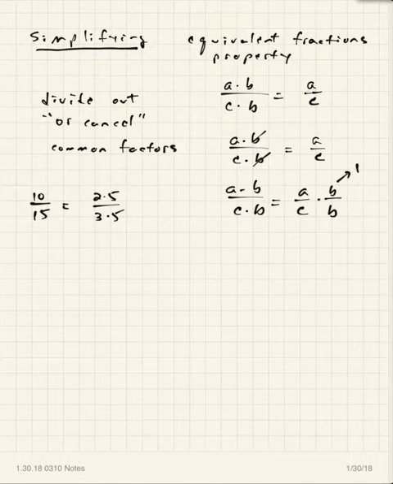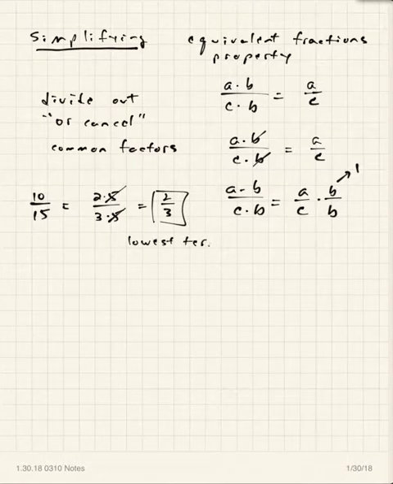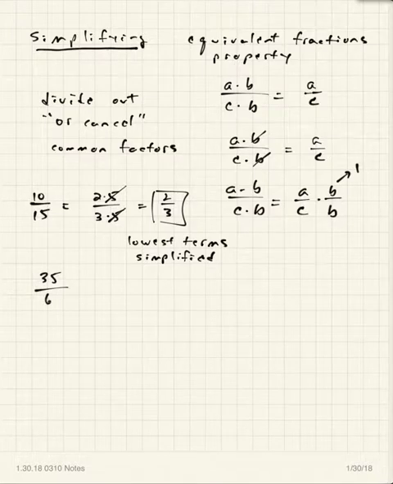And then what can you do? You can use the equivalent fractions property to divide out the 5, and you're left with 2/3. And so 2/3 is considered, you might have said, lowest terms. I definitely try not to use that phrase because the word term implies addition or subtraction in algebra, which we don't want. So I'm simply going to say that it's a simplified fraction, right? That 2/3 is the simplified version of 10/15.